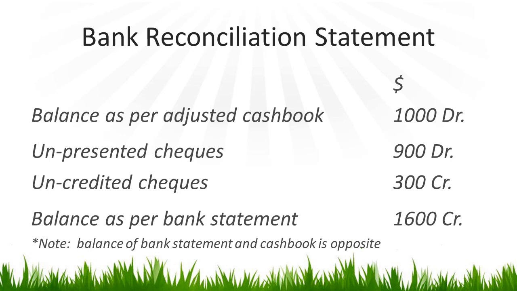So if we started with a debit balance of 1000 and unpresented checks were 900, so we had a total of 1900 debit, and then we took away 300 uncredited checks, we ended with a balance of 1600. Now if we have to record it as a cash book balance it will be recorded as 1600, but we are ending the bank reconciliation statement as balance as per bank statement. So whatever is a debit balance for the cash book is going to become a credit balance for the bank statement. I hope you have understood everything.